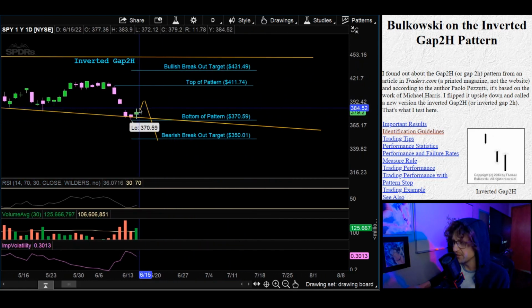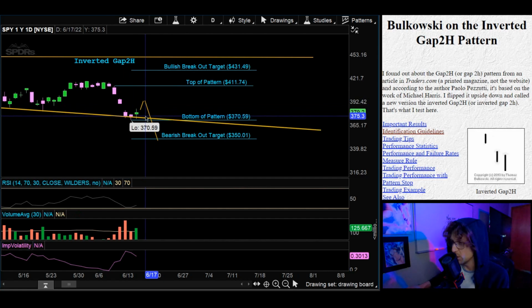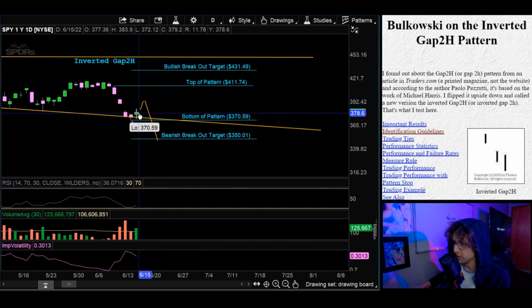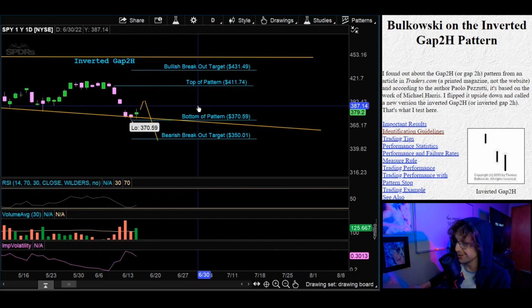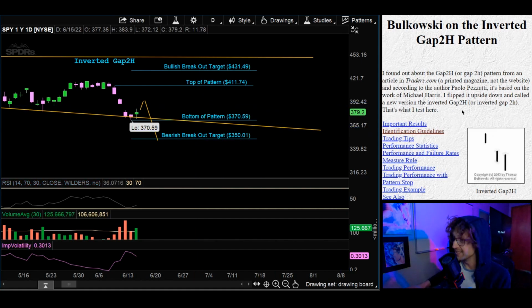If on Thursday we open high and then close low, that's going to be a really good sign we're going for a bearish breakout. If we open with a gap up and a push higher, probably a close into this candle, that's going to be very, very bullish. So I just wanted to share that little piece of analysis.